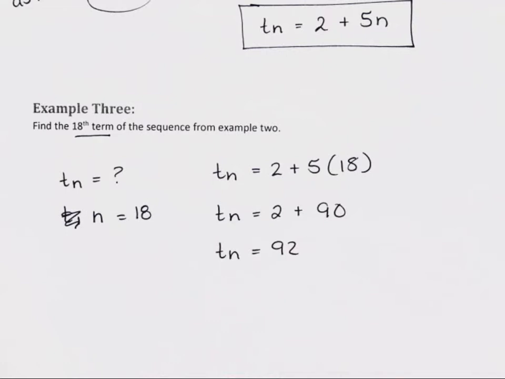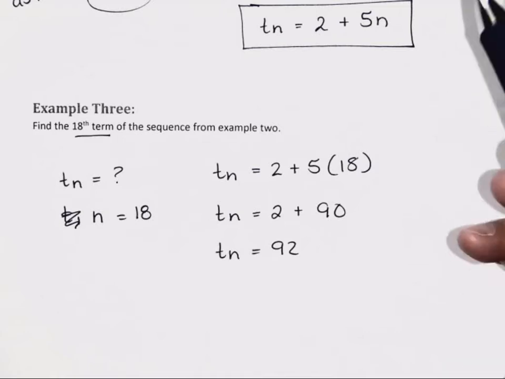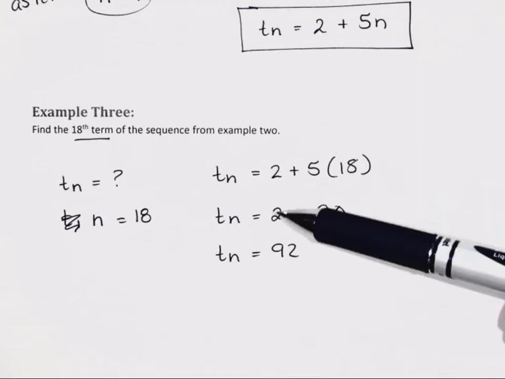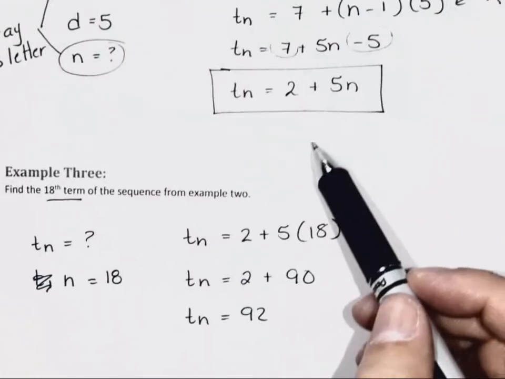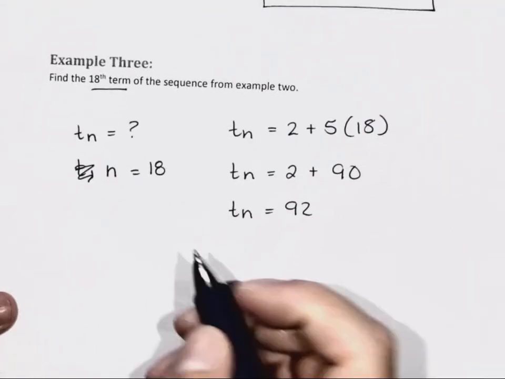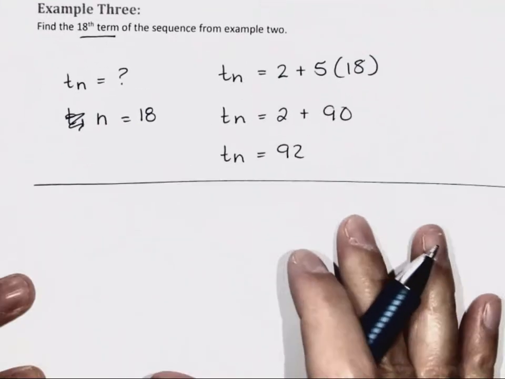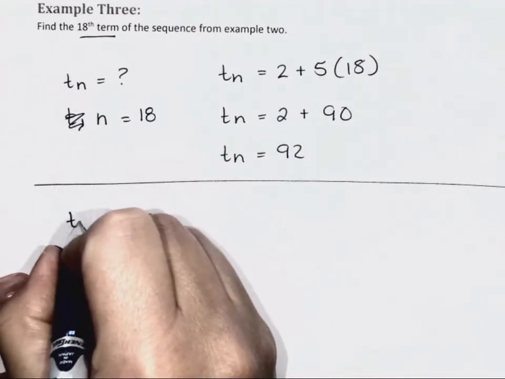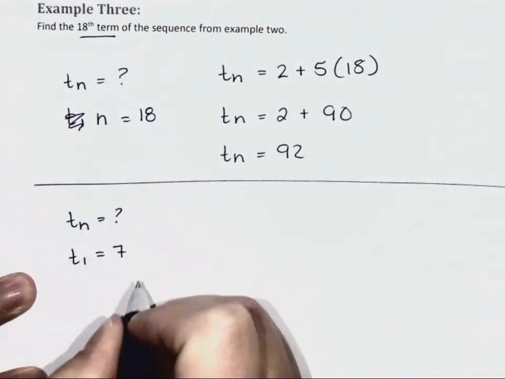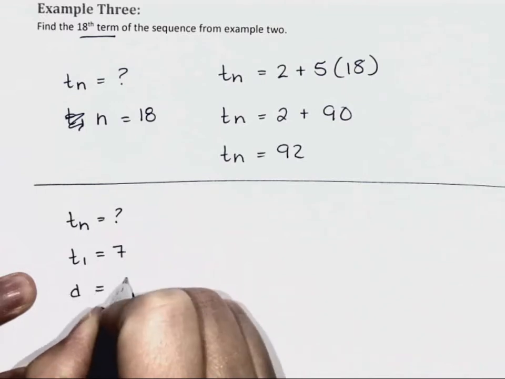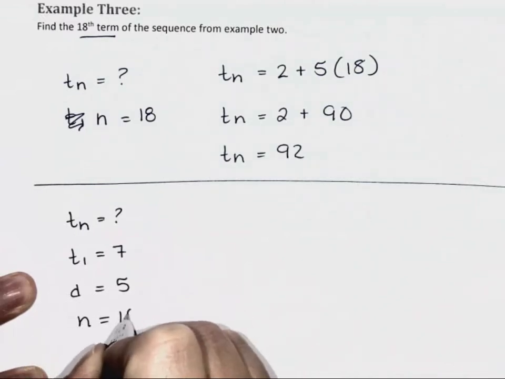Let's just double check my math on that. Okay, so that was great. I used my formula from here. It was really easy to do. But if you don't have confidence in this formula that you just used, you can still go back and use your other ones. So we knew that Tn, we don't know. We knew that T1 was 7. We knew our common difference was 5, and this time we knew our n was 18.